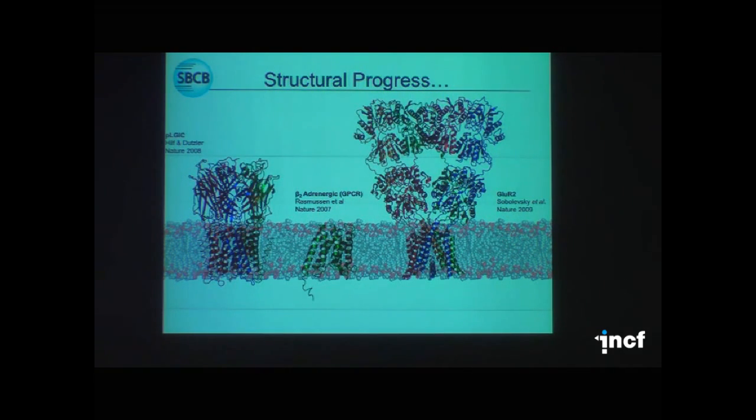Then we have bacterial ligand-gated ion channels. An example of that is this so-called GLIC channel. It looks very much like the nicotinic acetylcholine receptor, but there are some important differences.